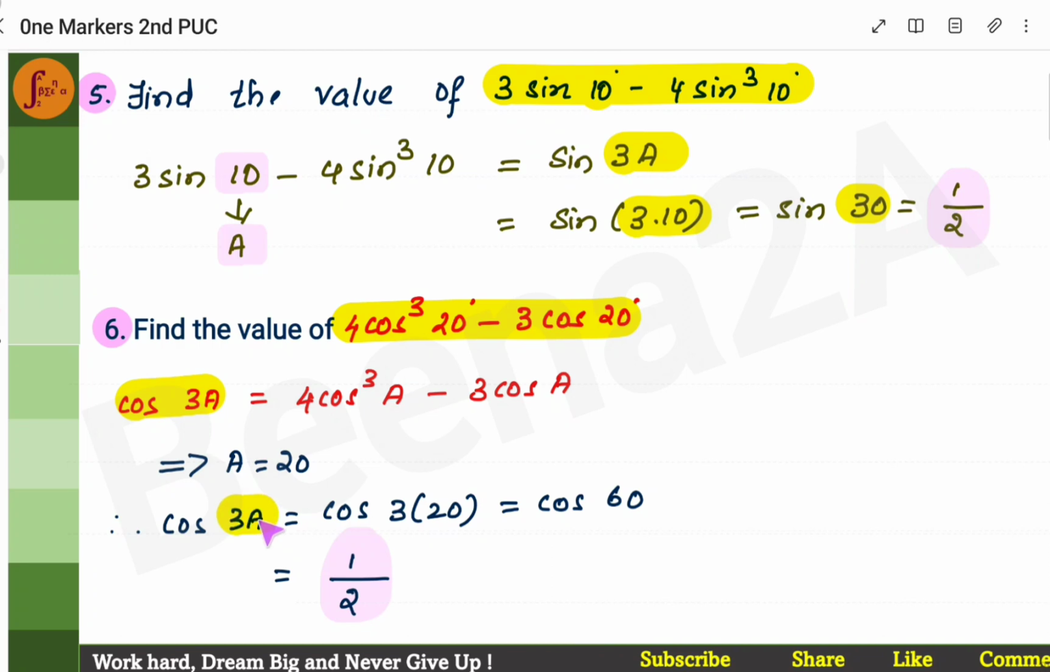A is 20. So cos 3A is 3 into 20, cos 60. Cos 60 is half.